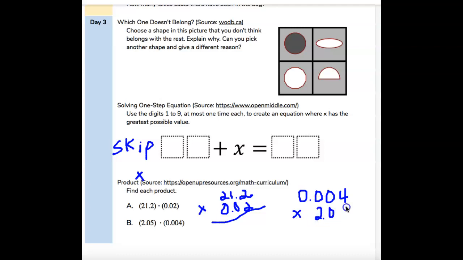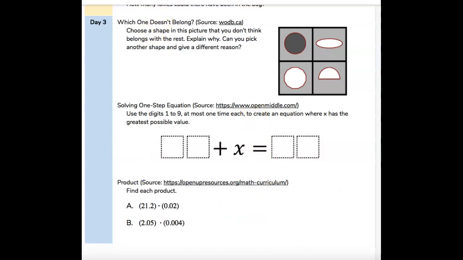All right, and then again, you're just going to multiply the 5 by the 4, the 0, the 0, the 0, then come over here and multiply the 0, and then multiply. Make sure that you keep these in columns, and when you're done, count 1, 2, 3, 4, 5 decimal points. So you come down here and go 1, 2, 3, 4, 5 decimal points. Okay? All right, let's move on.